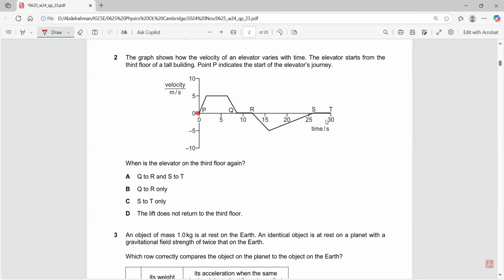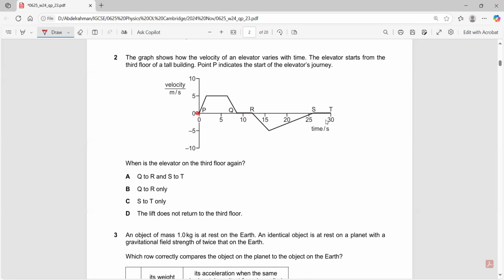Velocity time graph, someone might say, well, from Q to R, you have reached the third floor again, right? Wrong, actually. Why? Because from Q to R, this just indicates that the elevator has stopped. Does not indicate that it has returned back to its original position. How can someone say that something has returned to its original position by finding the distance traveled, right?